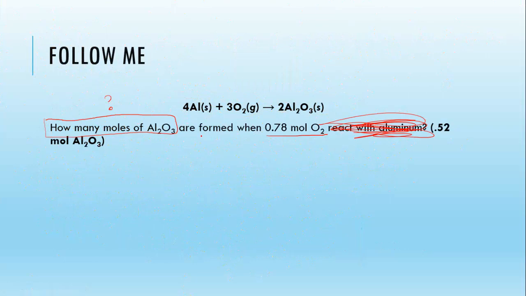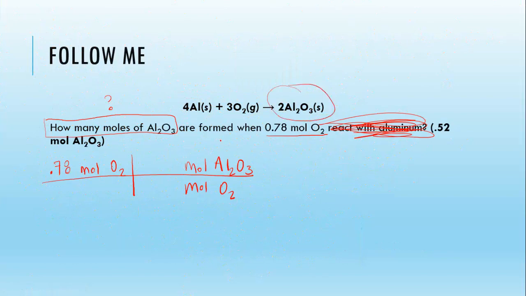How many moles of Al2O3 are formed when 0.78 moles of O2 react? That'd be good enough. Again, we start with what we have. So we've got 0.78 mole O2. Moles of O2 has to come down to the bottom. Can I go to moles on top? I can, because we can put moles of one thing over moles of something else. So how many moles of Al2O3 is up here? That would be 2. How many moles of oxygen? That's right here. That would be 3.